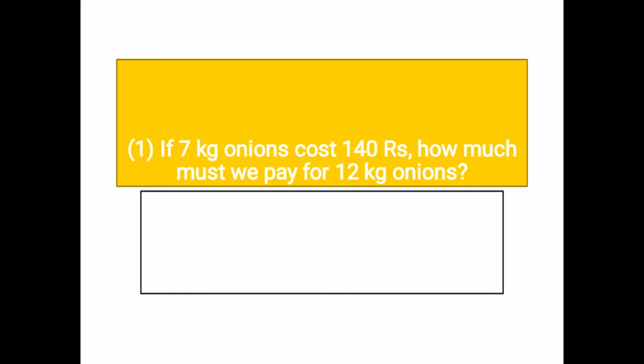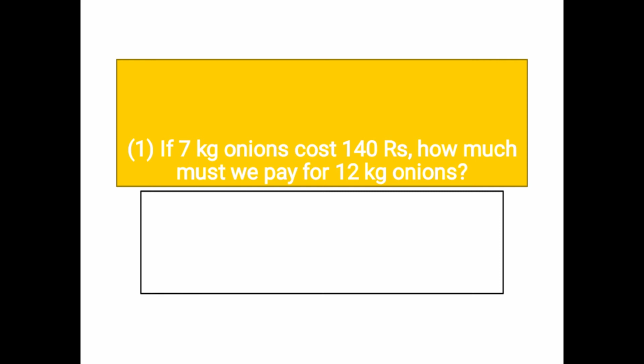If 7 kg onions cost 140 rupees, how much must we pay for 12 kg onions? Here the cost of 7 kg of onions is given as 140 rupees. You have to find the cost of 12 kg of onions.